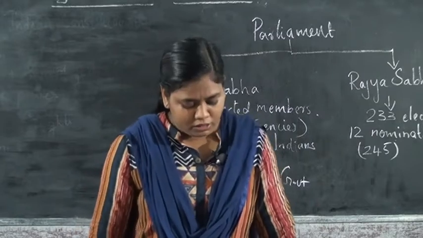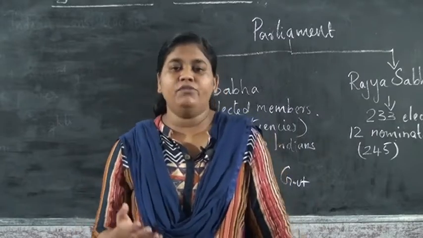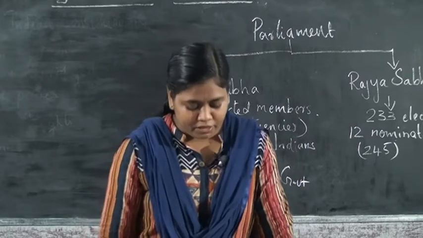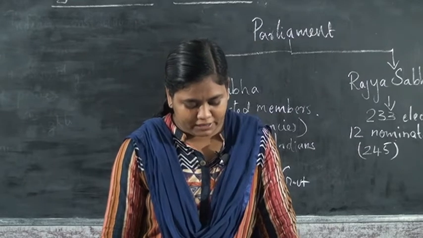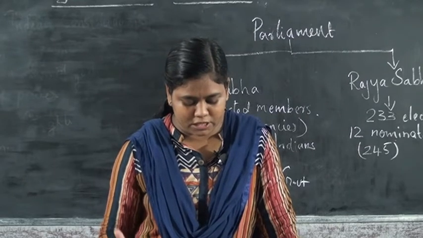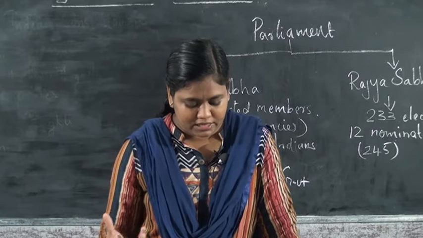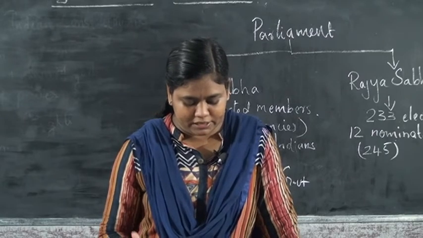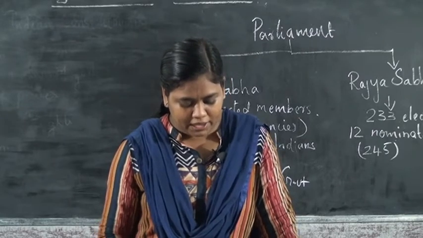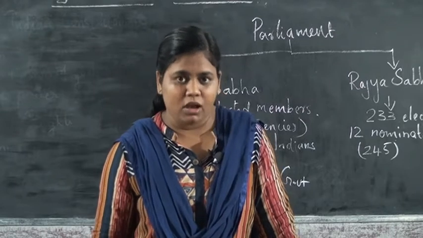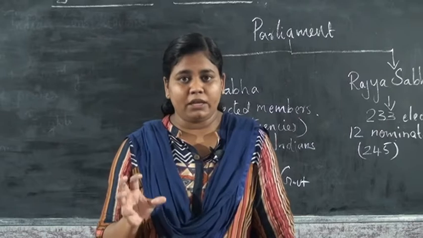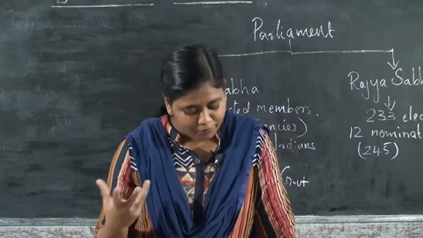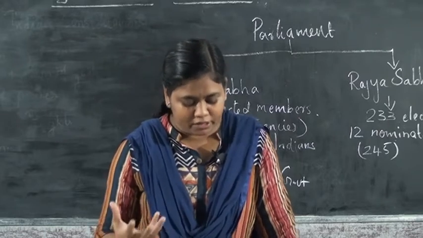As you all know, it was created after 1947, after independence. The Indian Parliament is an expression of the faith that the people of India have in the principle of democracy. These are participation by people in the decision making process and the government by consent. How do the people participate in the process of making government? They elect their representatives.